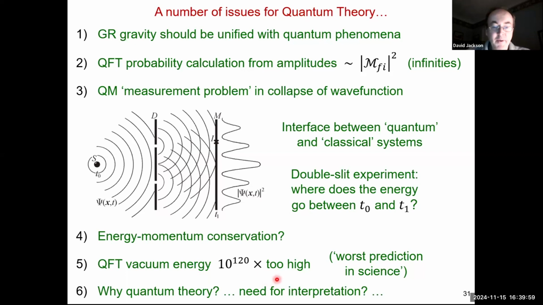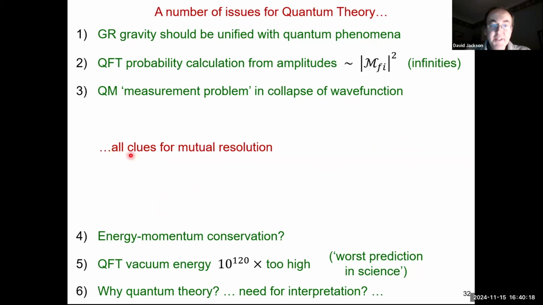And then why quantum theory? Where does it come from? Where do these kind of assumptions of quantum theory come from? So there are many, many issues for quantum theory, and possibly really only one issue for general relativity, which is the first one here. So this is just trying to maybe address these things and think of these as clues for mutual resolution.